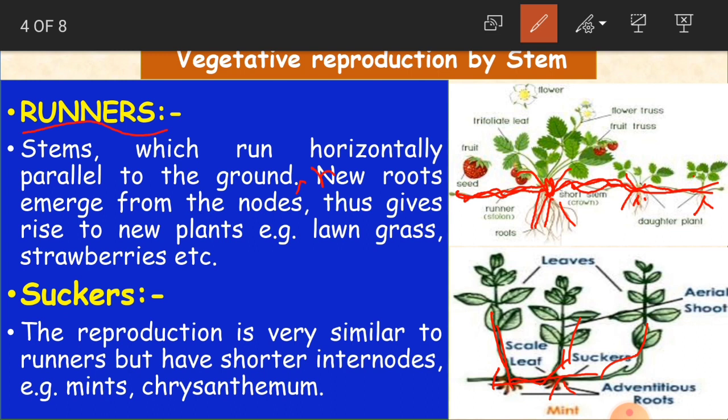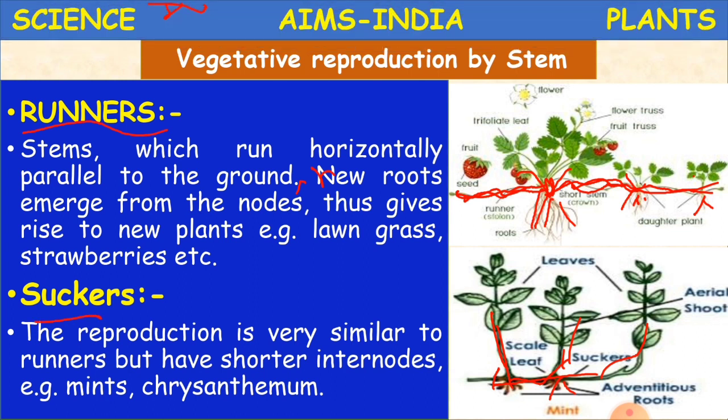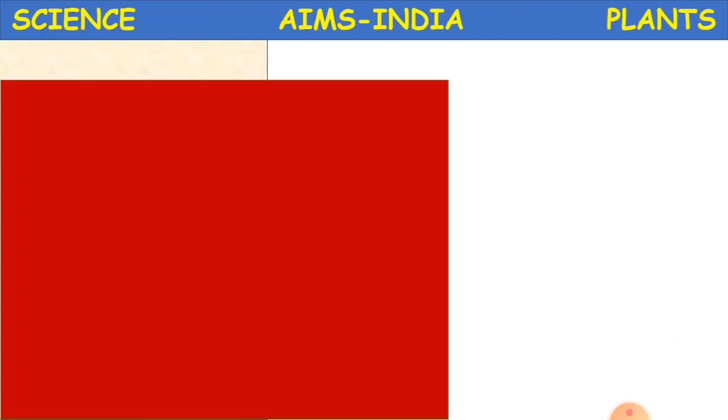Chrysanthemum plant also, if you plant a single plant in a pot, it just spreads in the pot by giving new plants. Okay, children, by occupying the space in the soil, it develops its roots and gives birth to the same kind of plant in the pot area. Okay, so these are called suckers. Now we'll see the other plants.